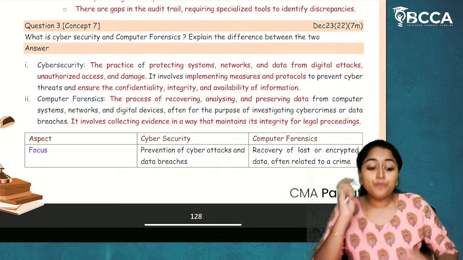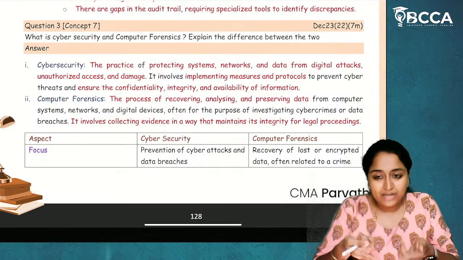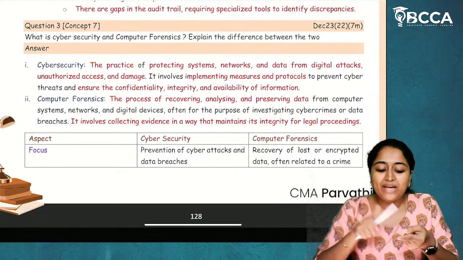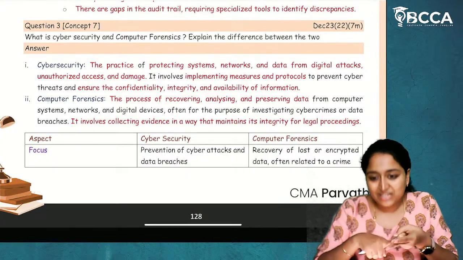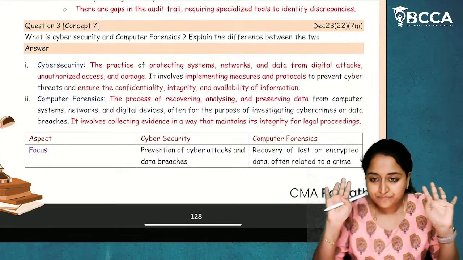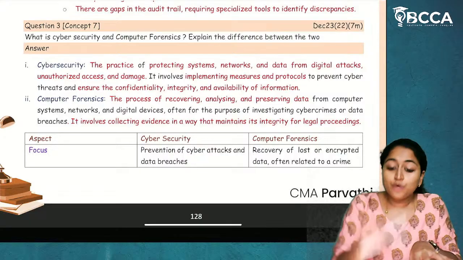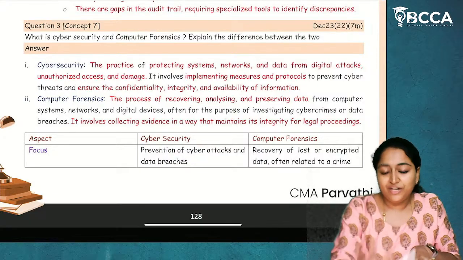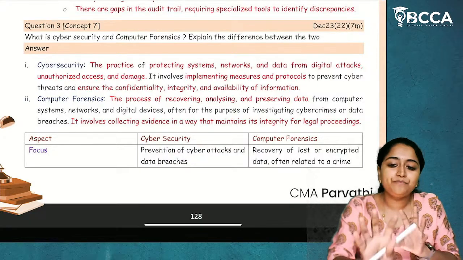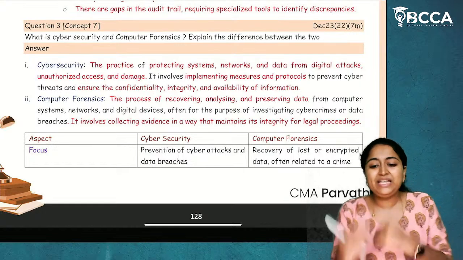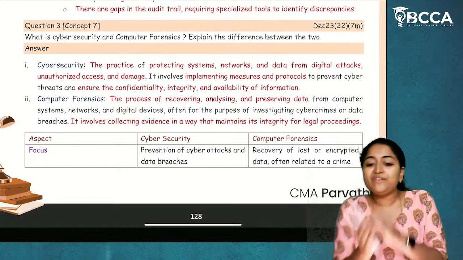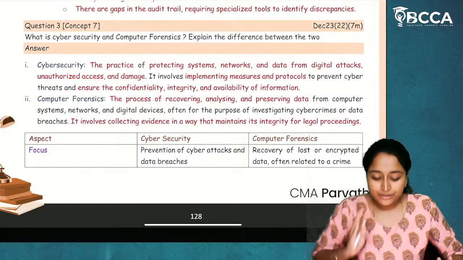You are trying to protect and prevent the data or the system from any virus attack, from any hacking, from any cyber crime. So, we are priorly taking the steps to prevent our data, to prevent our information, to prevent our system from any cyber attack. So, preventive step is called as cyber security.